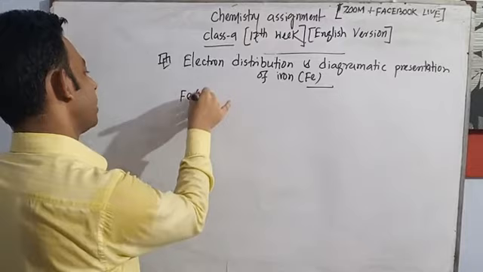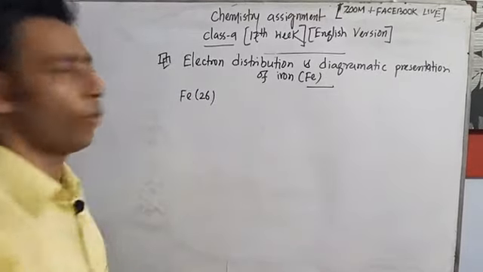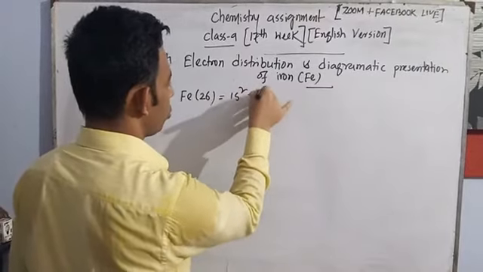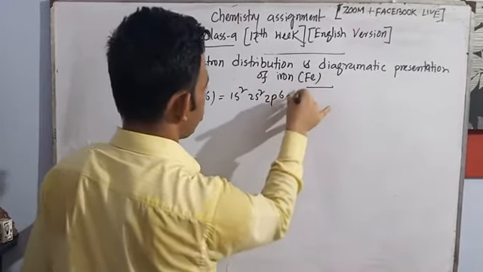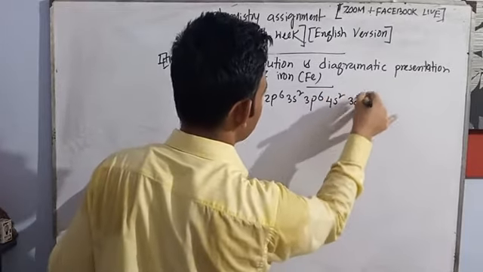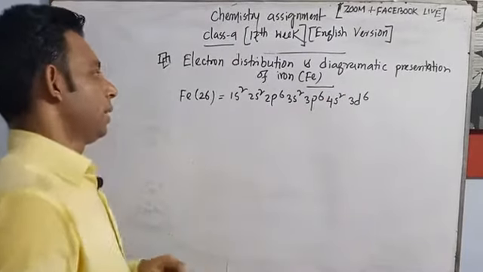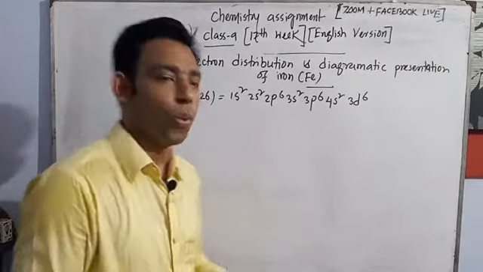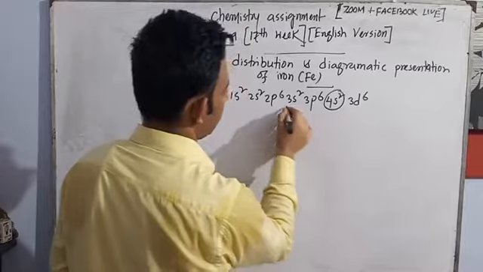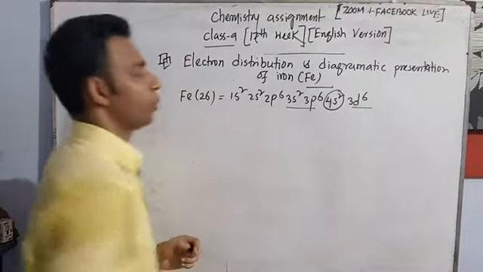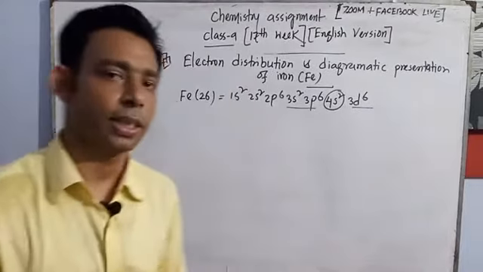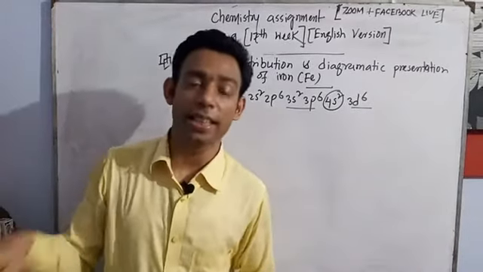We know that the atomic number of iron is 26. So 1s2, 2s2, 2p6, 3s2, 3p6, 4s2, 3d6. Sir, how? There is a question. After 3s, 3p, it is not going to the 3d. Why have we first written the 4s, then the 3d? This is also part of what is asked in this assignment.